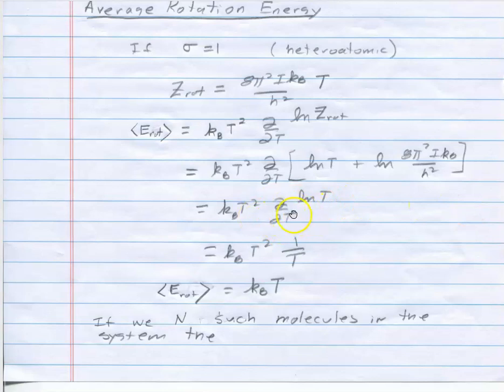So we're down to this. The partial derivative of this second term is just a constant, so it vanishes. And the partial derivative of the natural log of T, well, that one's easy from elementary calculus. That's just 1 over T. And the T's cancel, and so you get that the average energy of one of the rotators in this gas is kB T.